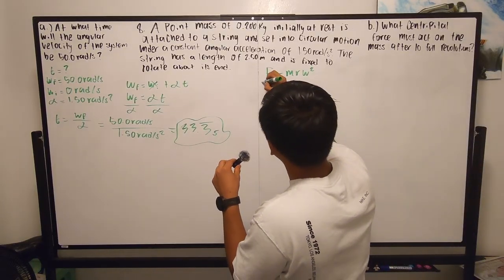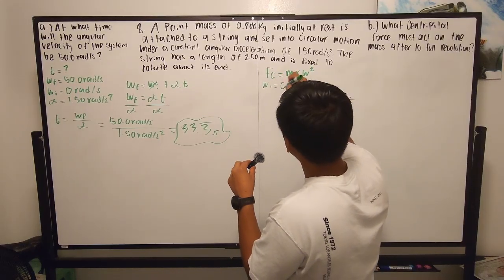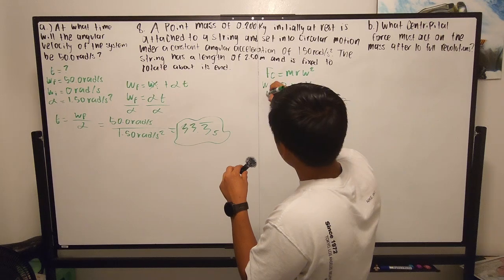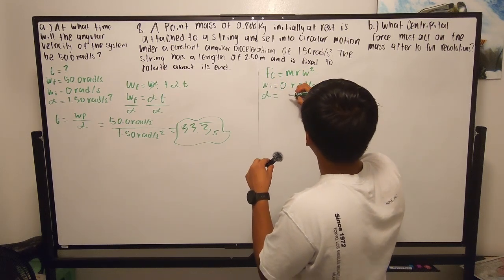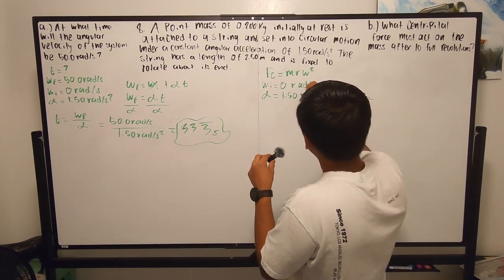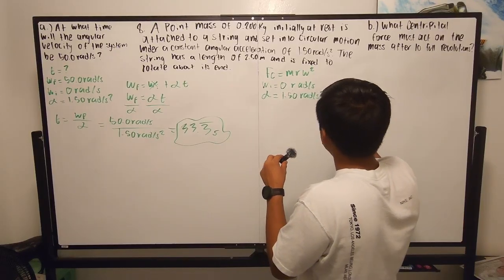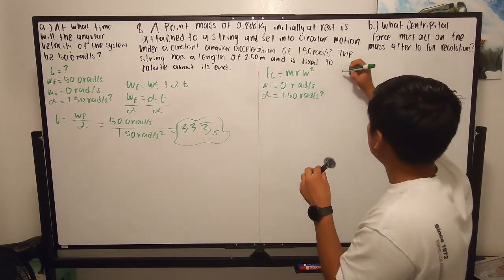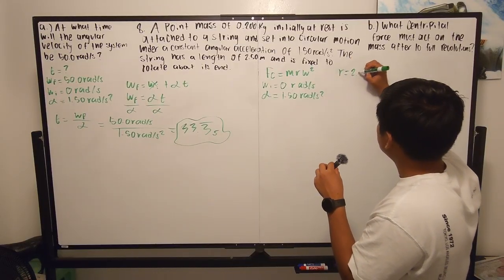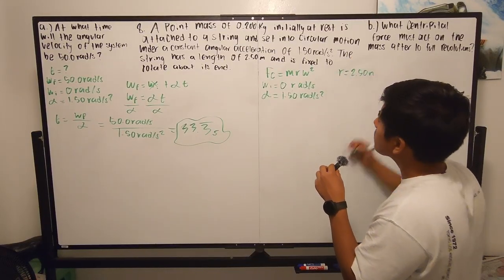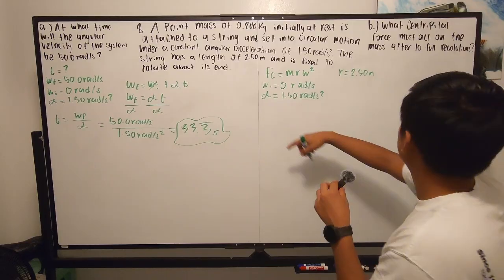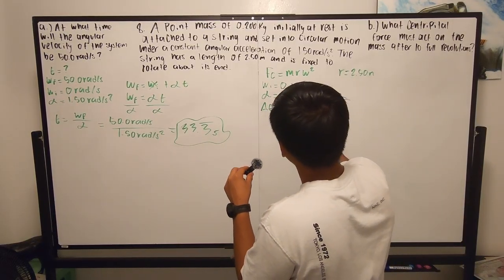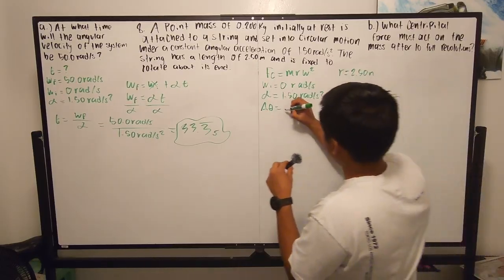So I know that omega initial is equal to 0 radians per second. I know that alpha is equal to 1.5 radians per second squared. And this time I'm going to write it on the side, but I know that the radius is 2.5 meters. I have omega initial, I have alpha, and I also have delta theta, which is these 10 revolutions.